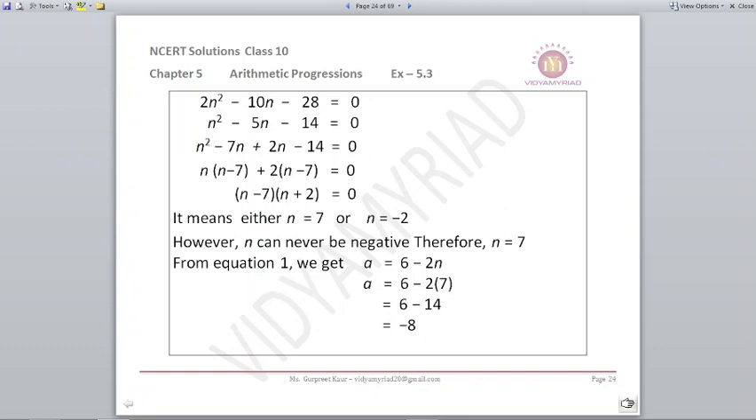So we will ignore the negative number and we will take the positive n as 7. So what is a now? a is equal to 6 minus 2n and n is 7. So a comes out to be 8.